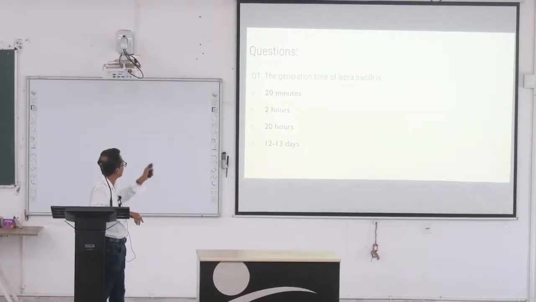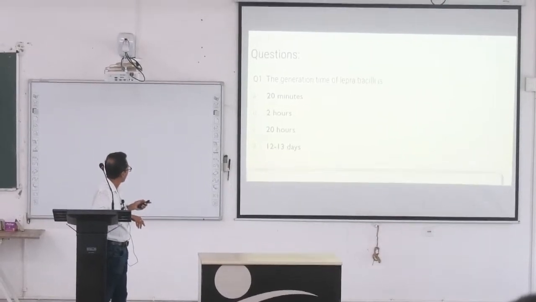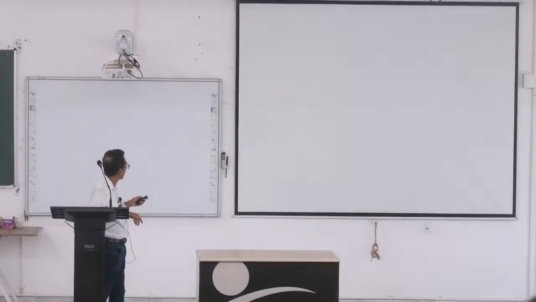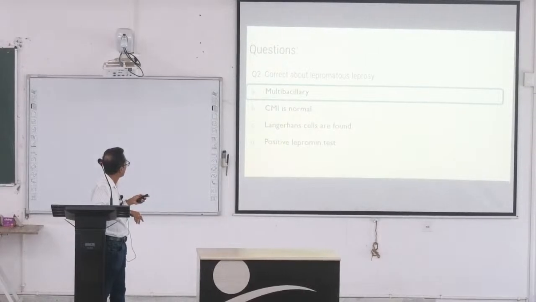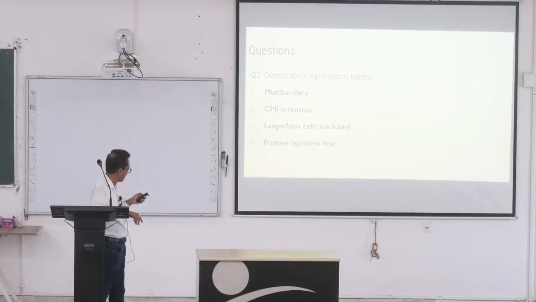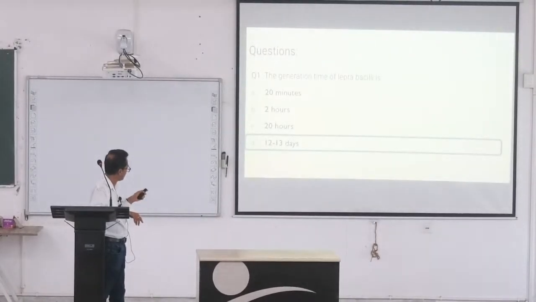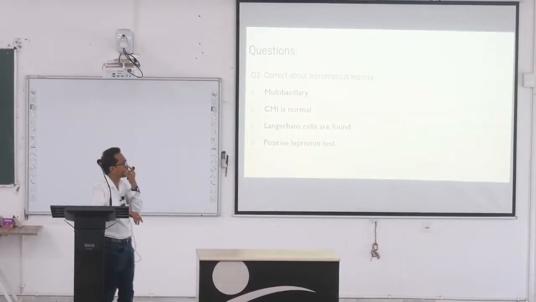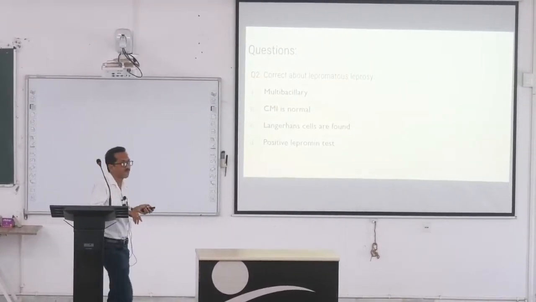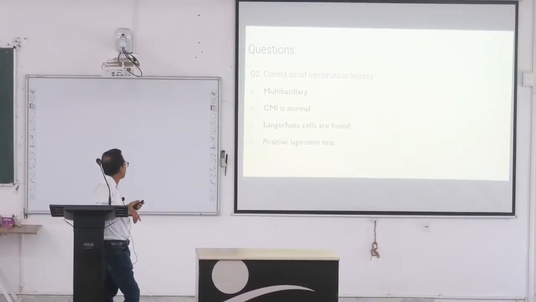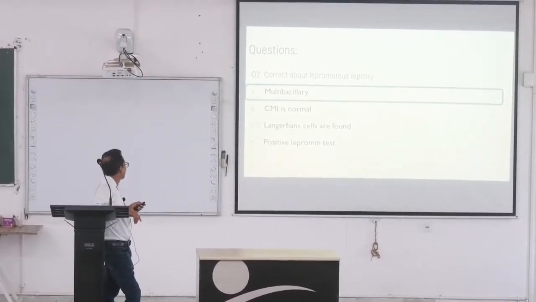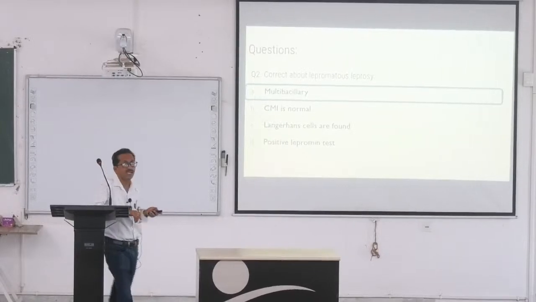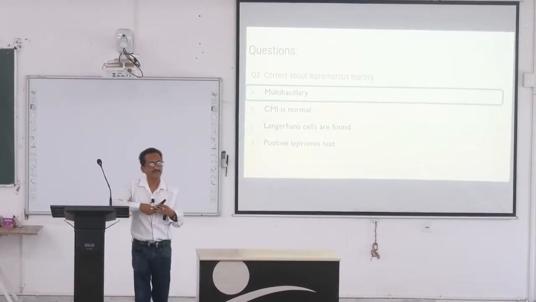Generation time, 12 to 13 days, I have already told. And what is lepromatous leprosy? This is 12 to 13 days next. Lepromatous leprosy, which is correct? So it is multibacillary. Any question from your side?